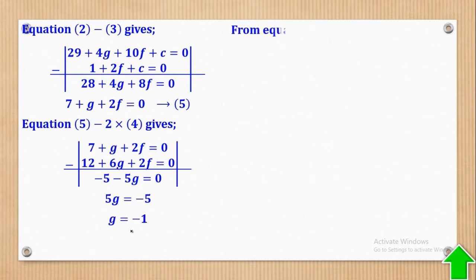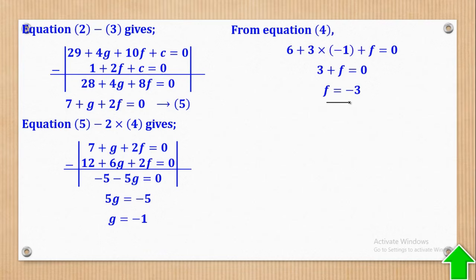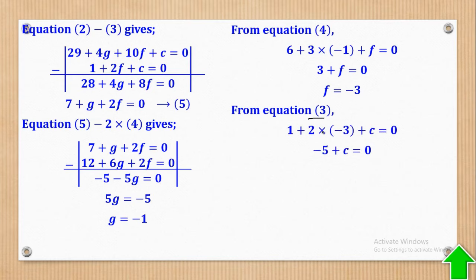So now that I've got the value of g, I can go back to equation 4 and substitute for g and be able to come up with the value of f. So f will be -3. Now I have got g and f, I'm left with c. Now for c, I'll go back to equation 3. Any equation will work. We can either go to equation 1, 2, or 3 and substitute for g and f, then you'll be able to come up with the value of c as 5.